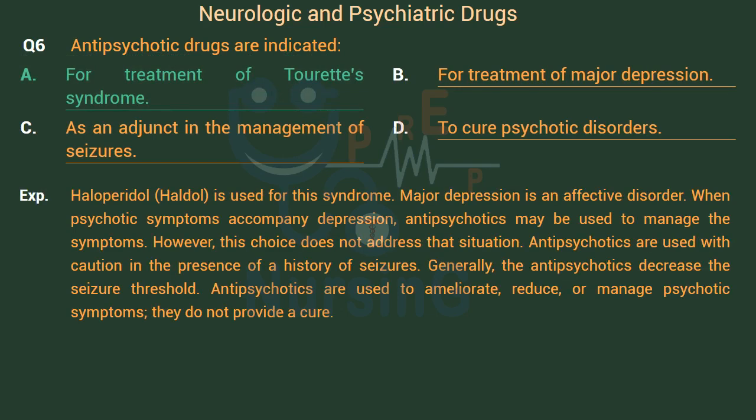Haloperidol, Haldol, is used for this syndrome. Major depression is an affective disorder. When psychotic symptoms accompany depression, antipsychotics may be used to manage the symptoms. However, this choice does not address that situation. Antipsychotics are used with caution in the presence of a history of seizures. Generally, the antipsychotics decrease the seizure threshold. Antipsychotics are used to ameliorate, reduce, or manage psychotic symptoms. They do not provide a cure.